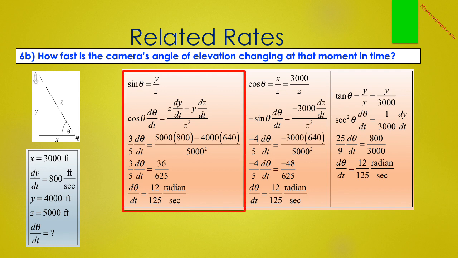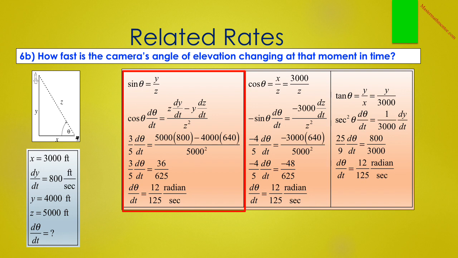Let's start with the sine function. Using these variables, sine theta equals y over z. Differentiating implicitly, we get cosine theta d theta/dt equals, and now we have a quotient rule, square the bottom, z squared, and upstairs we get z dy/dt minus y dz/dt. We now plug everything in. Cosine theta we know is x over z, which will be 3/5 d theta/dt, equals 5,000 times 800 minus 4,000 times dz/dt. Now dz/dt is not in our chart, but we calculated it just before.